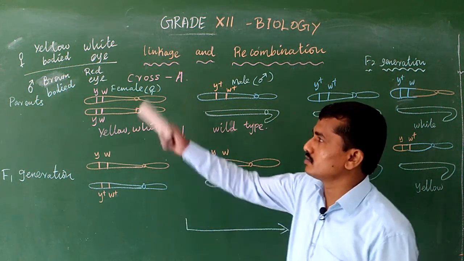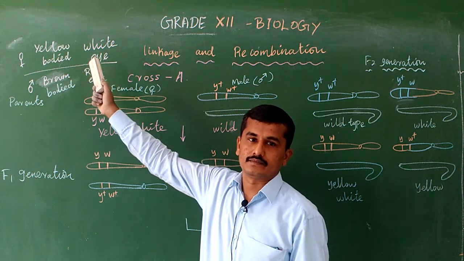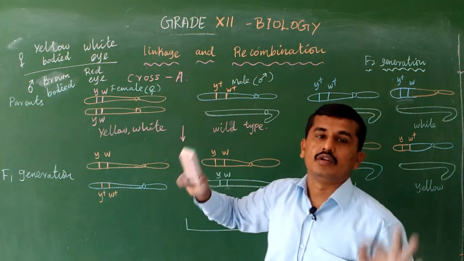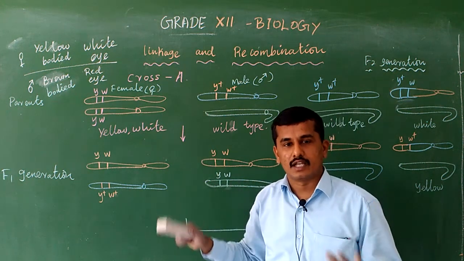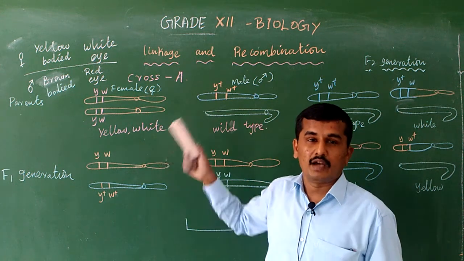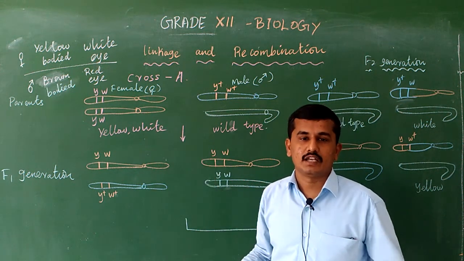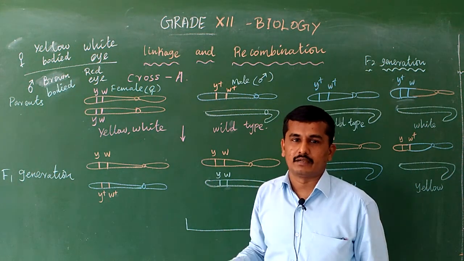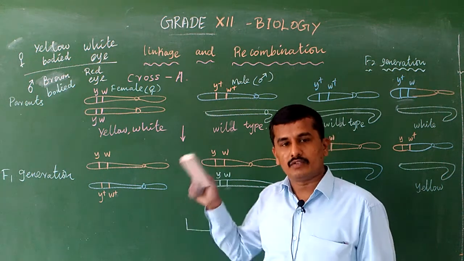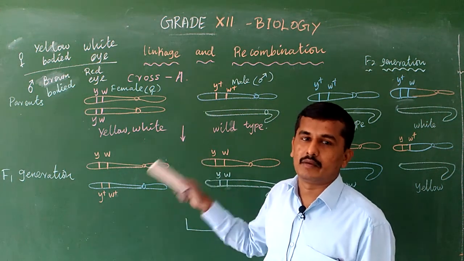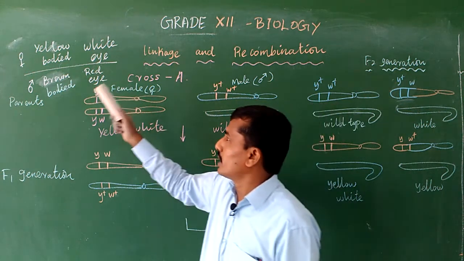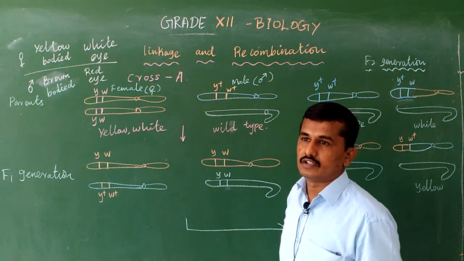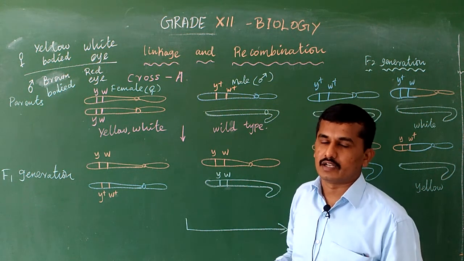It does not show 9:3:3:1, because we are taking two characters, yellow body and white eye. So two characters is actually a dihybrid cross. T.H. Morgan also performed a dihybrid cross, but in the organism Drosophila melanogaster, not in the pea plant. In the pea plant Mendel performed the dihybrid cross, but T.H. Morgan performed the same dihybrid cross in Drosophila melanogaster, with a yellow-bodied, white-eyed female crossed with a brown-bodied, red-eyed male, but the result deviated from Mendel's result.